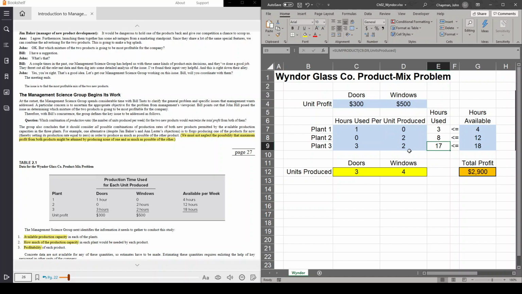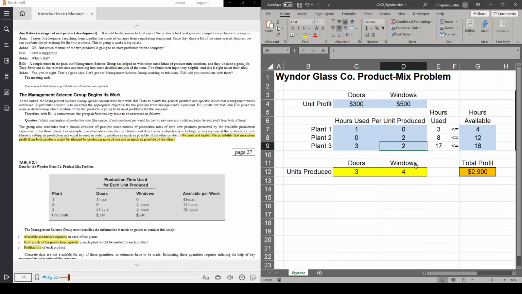And why is it 17 here? Because we're taking 3 times 3. We're making 3 doors in plant 3. Each of those doors takes 3 hours to produce. So that's 9 hours for plant 3 to produce 3 doors. We're adding that to 4 windows times 2 hours each.